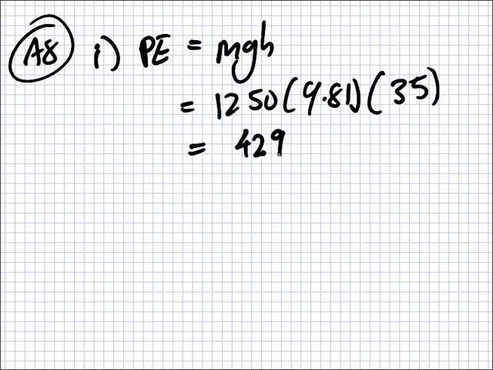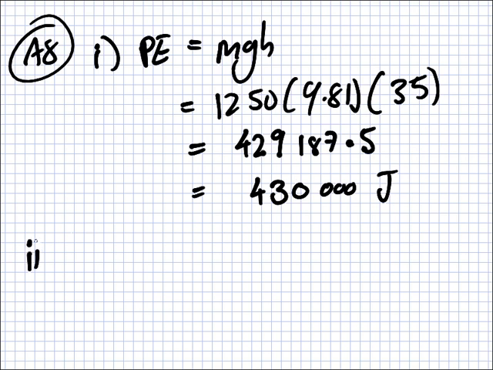429,187.5. Yeah, 0.5. So that's 430,000 joules. 1 mark. No, don't worry. It's only 1 mark for the whole exam. So if you make the rounding error, you just lose 1 mark in total. So it's okay. It's better.